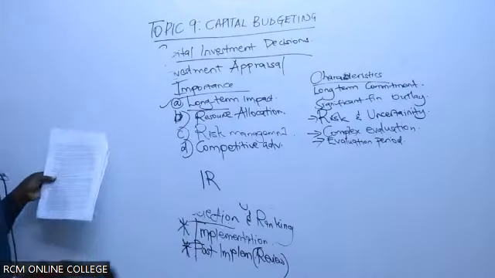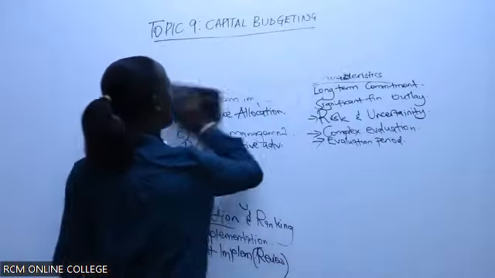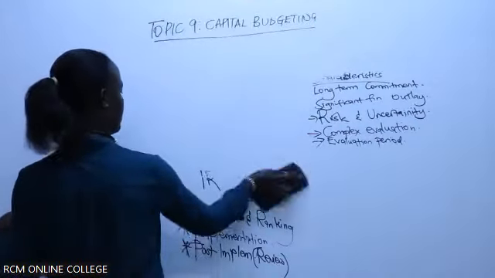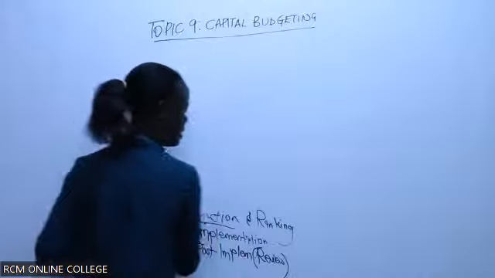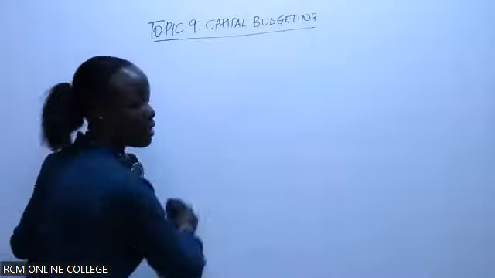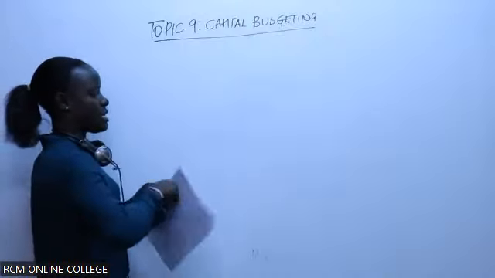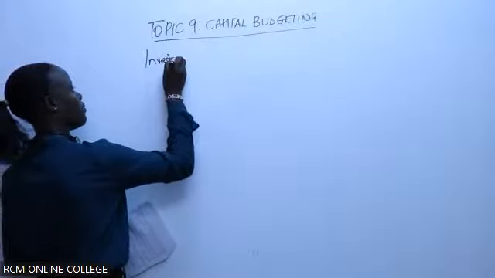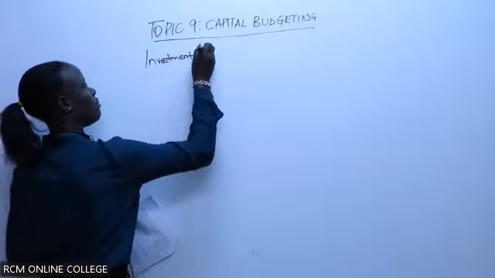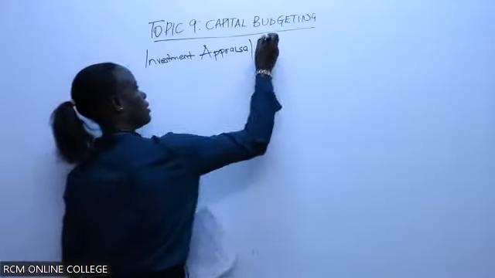Now from there, I want us to look at the various investment appraisal techniques. Remember I said that there are 6. If I'm not wrong, there are 6, and they're divided into 2. We have the traditional and the modern, where one is regarded as discounted and the other non-discounted. So now I want us to look at investment appraisal techniques. This is our second subtopic.